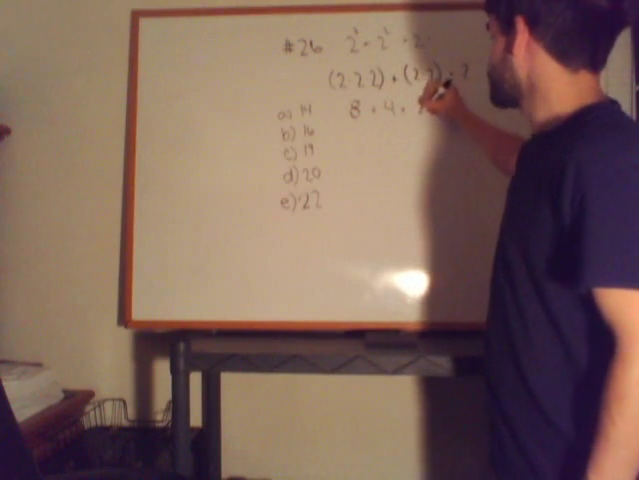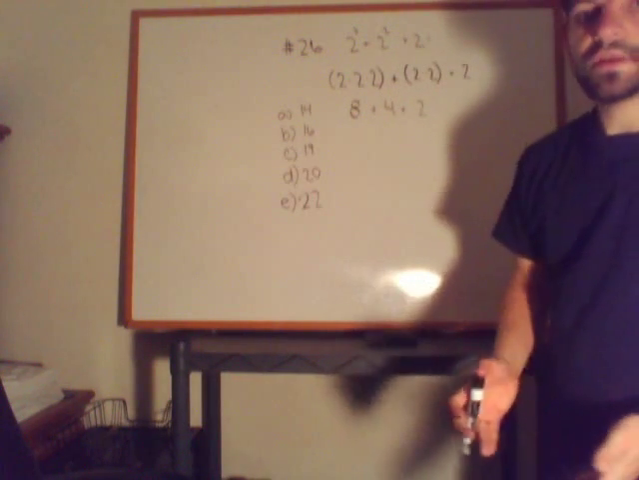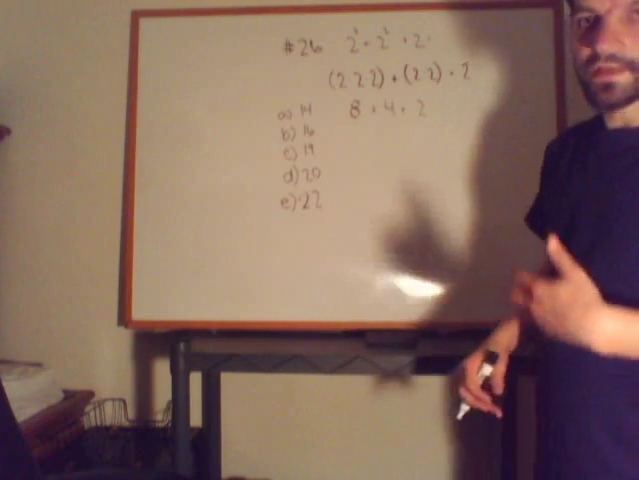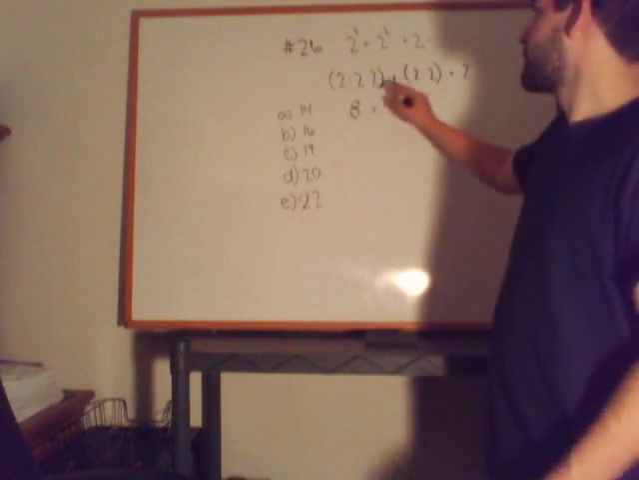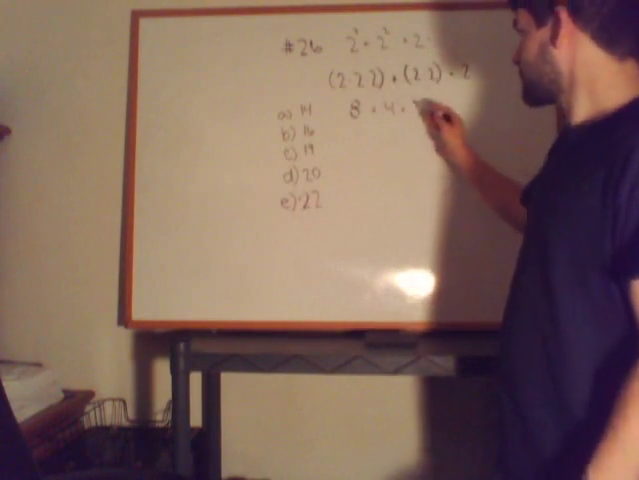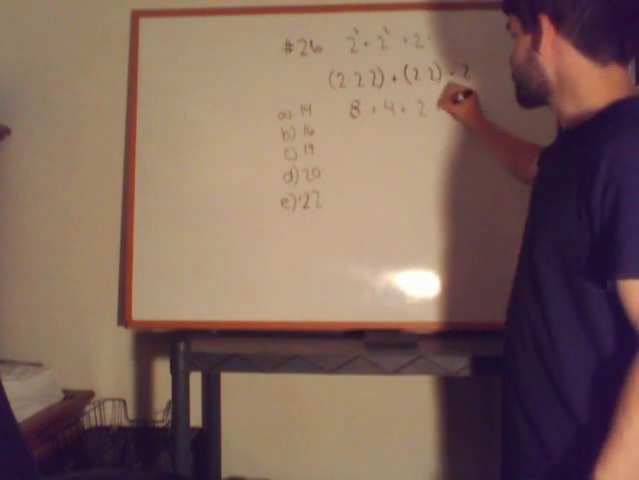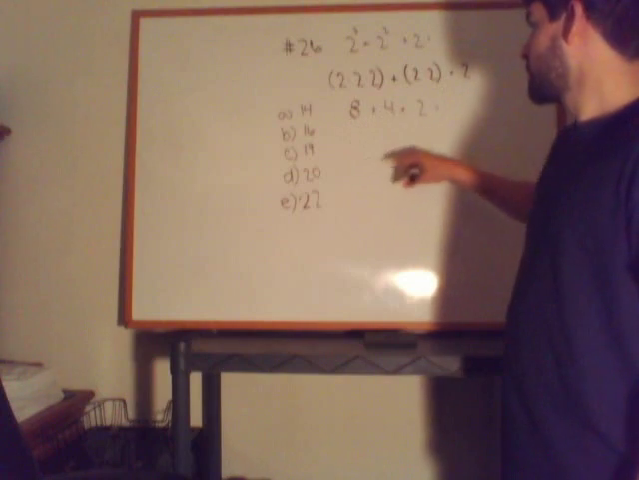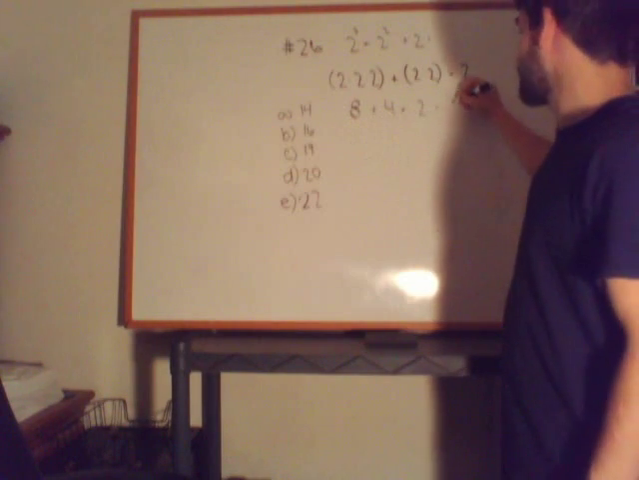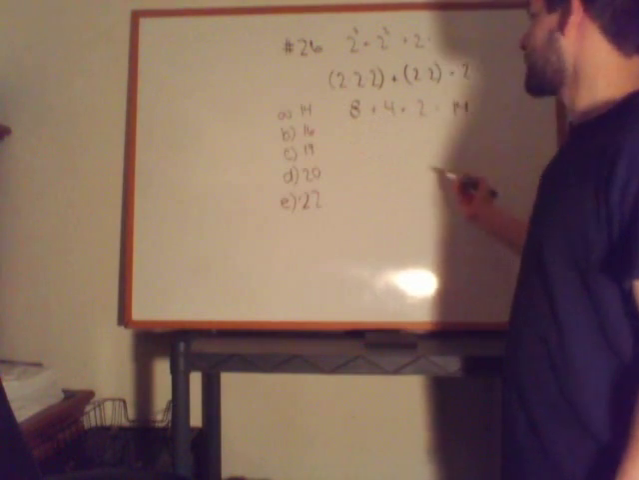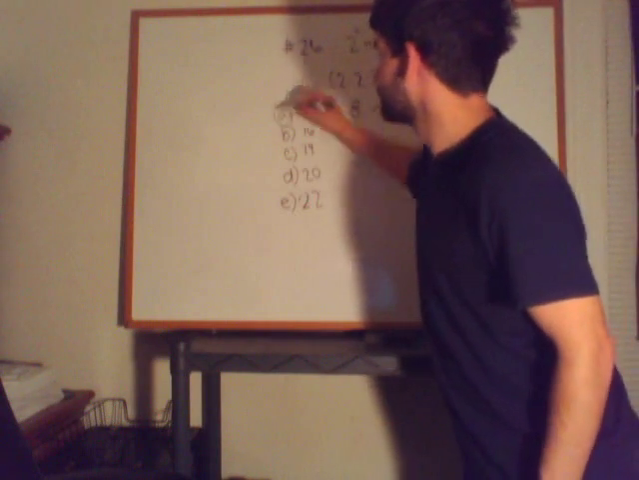plus 2 more. Now that we've simplified the exponents and put them into this kind of expression, all we have to do is the arithmetic. So we have 8 plus 4 is 12, plus 2 is 14. And that is our answer A.